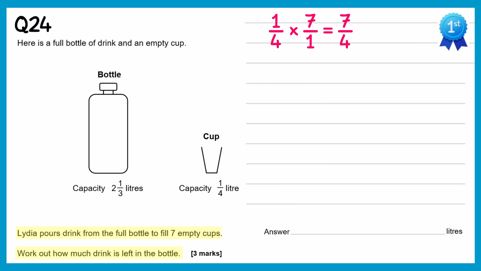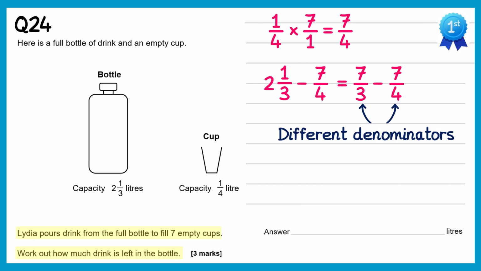The bottle starts off being full with a capacity of 2 1/3 litres, but we're going to pour out 7 quarters of a litre to fill up the empty cups, so we need to subtract 7 quarters from this. To do this, we'll convert the mixed number 2 1/3 into an improper fraction. We can do this by multiplying 2 and 3, which is 6, and then adding 1, which is 7, so 2 1/3 is the same as 7 thirds. And then we need to subtract 7 quarters from this. These two fractions have different denominators, which means we can't subtract them straight away. We need to convert them to have the same denominator.